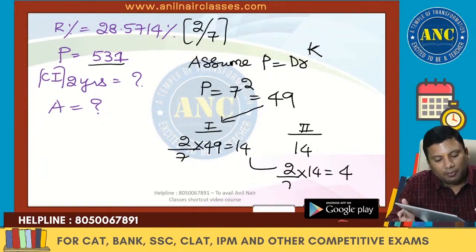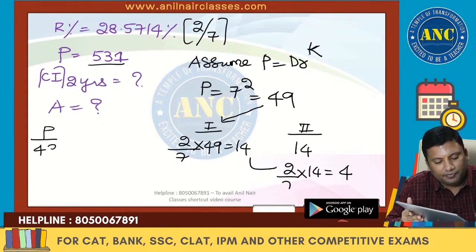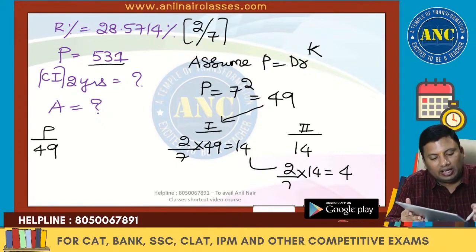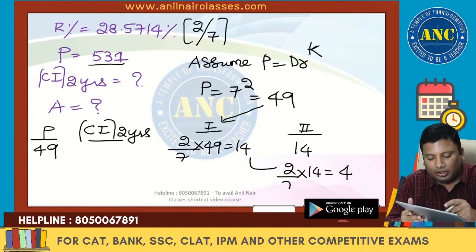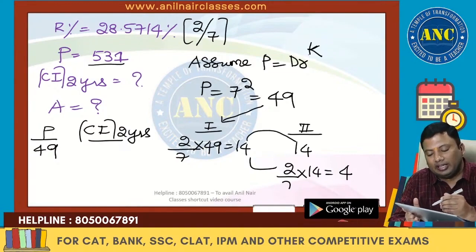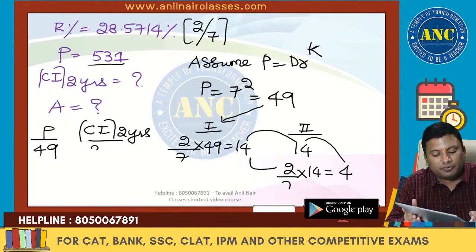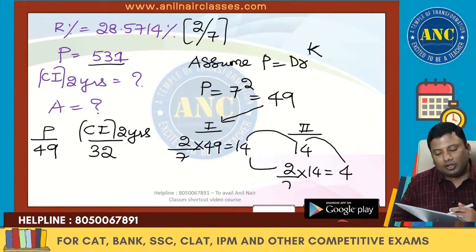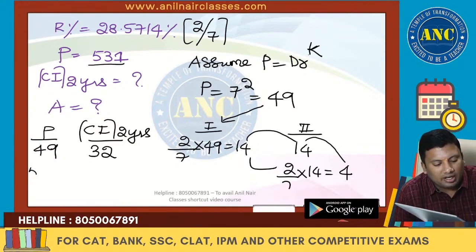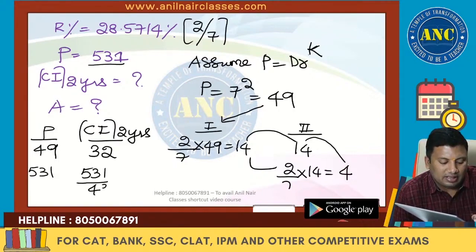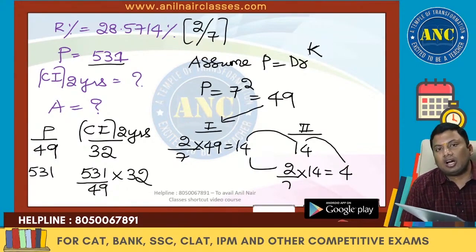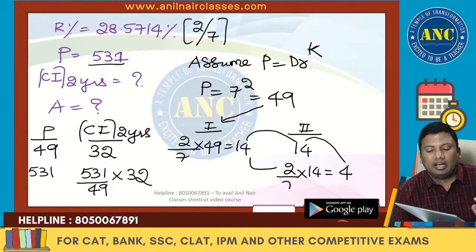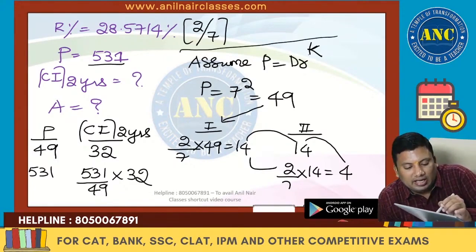Now, if the principal is 49, what is total CI for 2 years? Total CI for 2 years is 14 plus 14, 28, 28 plus 4, 32. Total CI for 2 years is 32, but according to the question, the principal is 531. So answer is nothing but 531 by 49 into 32. If the principal is not a multiple of the denominator in R percentage, take this approach.